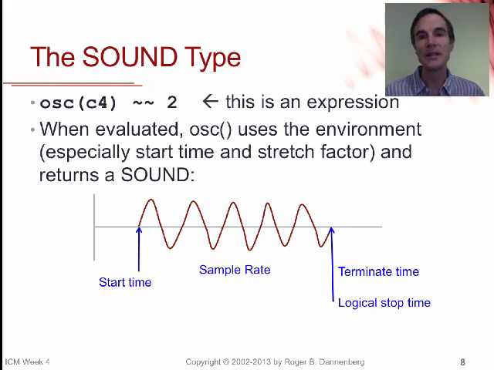So let's talk about this sound type that comes out of unit generators. Here's an expression, OSC C4 absolute stretch by 2. When OSC is evaluated, it uses the environment, in particular the start time and the stretch factor, and it returns a sound. We can see in this picture that the sound that's returned has a start time, it has the sound itself, the signal. The signal is represented at some sample rate.